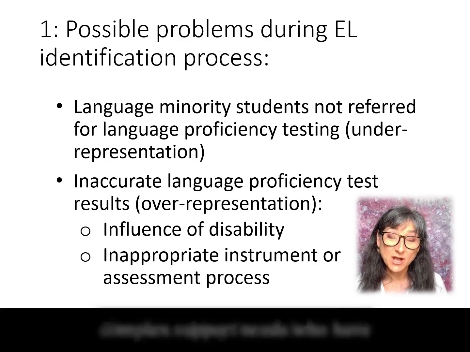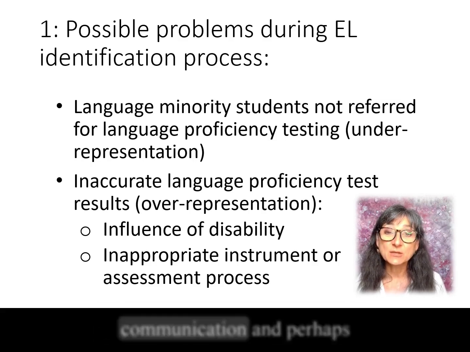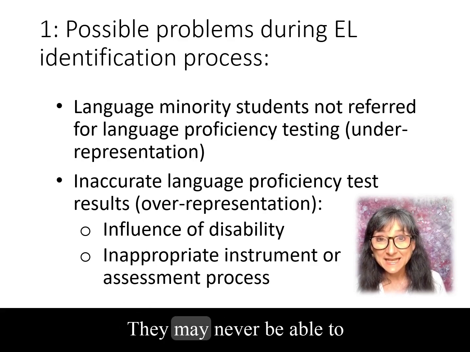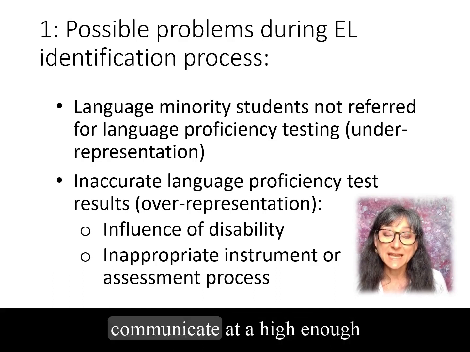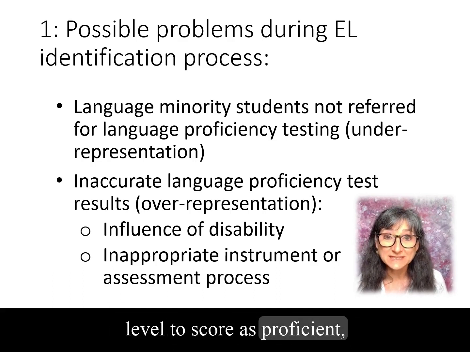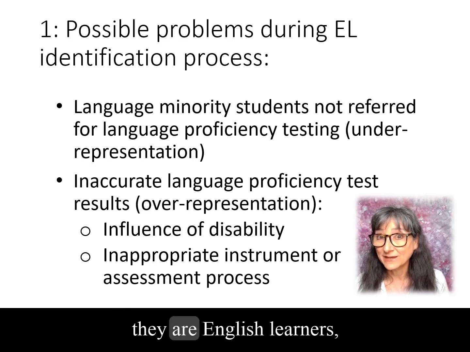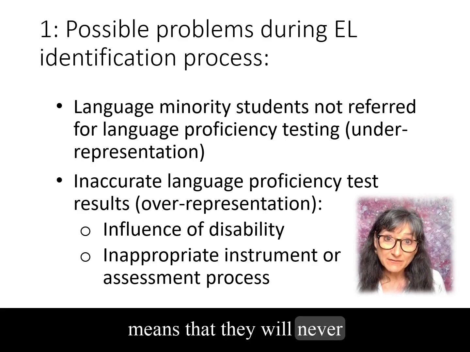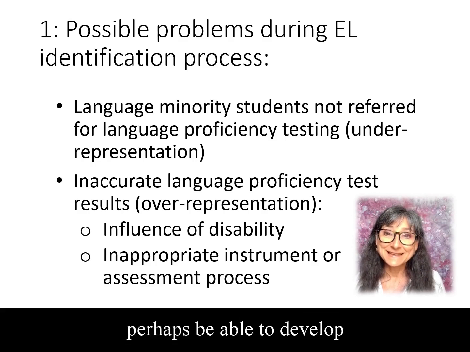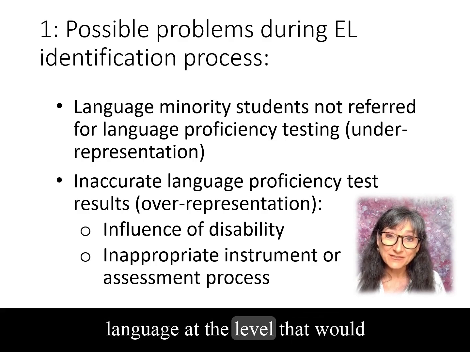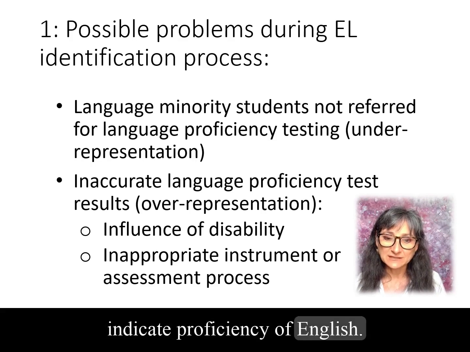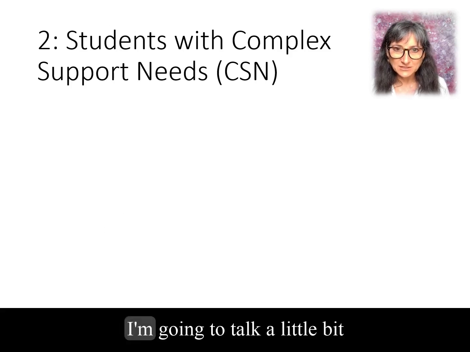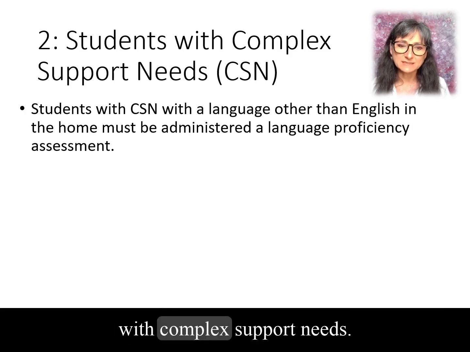The same thing for students with complex support needs who have communication and perhaps language challenges. They may never be able to communicate at a high enough level to score as proficient, but sometimes it's not because they are English learners, but because their disability means that they will never, perhaps, be able to develop language at the level that would indicate proficiency of English. That's a real problem. And so I'm going to talk a little bit more about that with students with complex support needs.